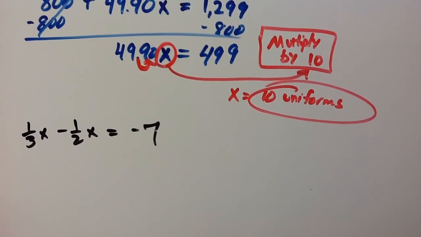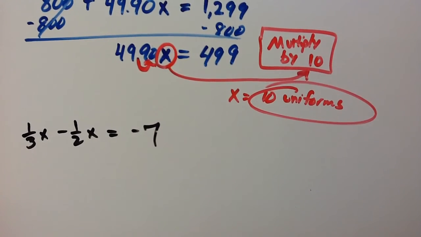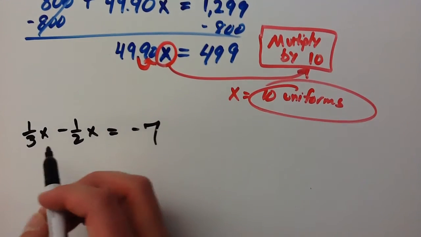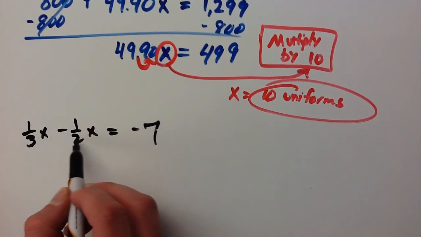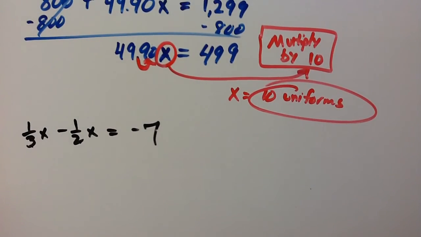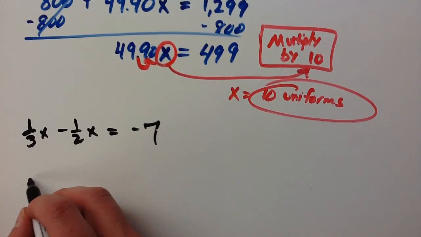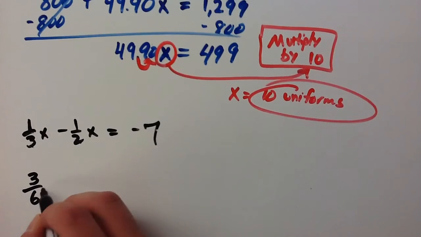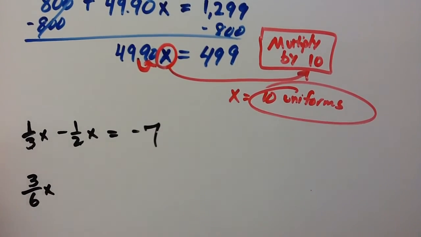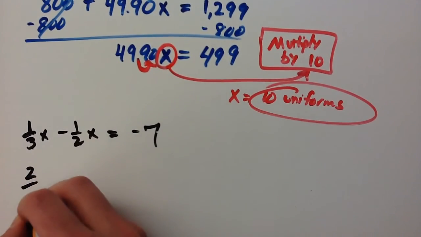Well, to be able to add these together, since we're adding fractions, we have to have a common denominator. And so what is a common denominator between 3 and 2? Well, you should say 6, right? So 1/3 is the same thing as 3/6, right? Nope, that's not right. 1/3 x is the same thing as 2/6 x, right?